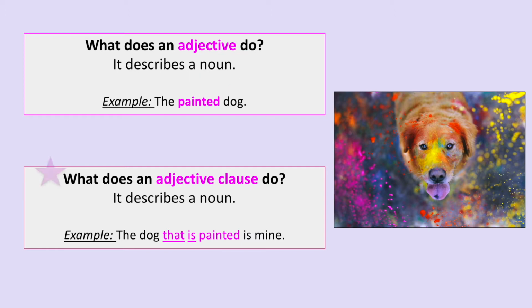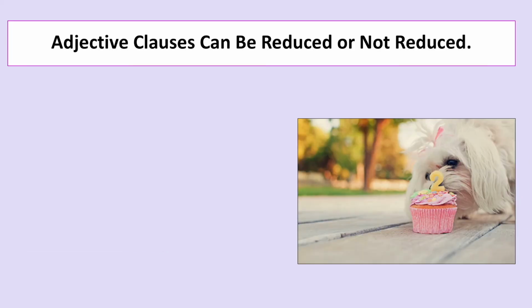Now, what does an adjective clause do? It does the same thing. It describes a noun. So, for example, the dog that is painted is mine. The adjective clause here is that is painted, and that whole clause describes the noun, the dog. Adjective clauses can be reduced or not reduced.